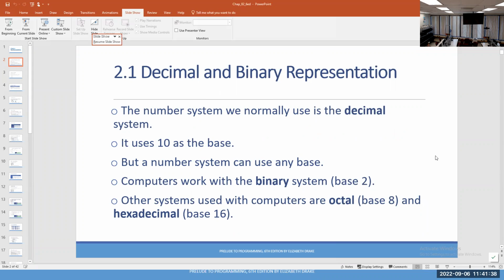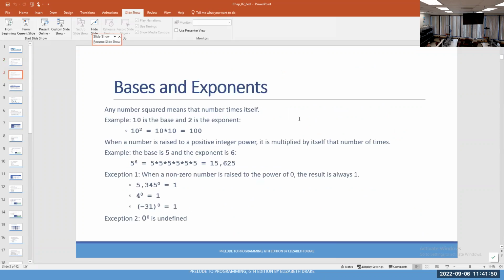Then you have the 2 values, 0 and 1. Other systems used by computers can be octal, or base 8, and hexadecimal, base 16. Now you have the base and exponent, right? So for base and exponent, you have, for example, 10 raised to power 2. That means the 10 here is the base and 2 here is the exponent. You can think about it the same way for 5 raised to power 6: the base is 5 and the 6 is the exponent.